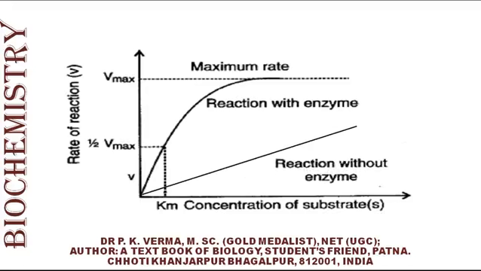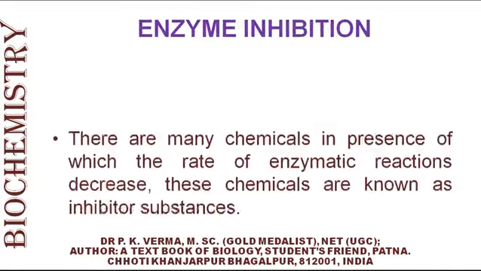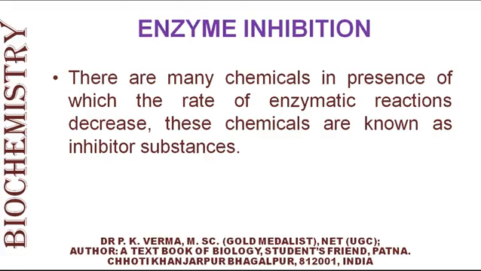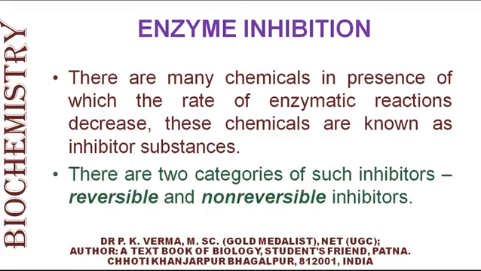If enzyme is absent, the reaction will be linear. There are many chemicals in presence of which the rate of enzymatic reaction decreases. These chemicals are known as inhibitor substances. There are two categories of such inhibitors, the reversible and non-reversible inhibitors.